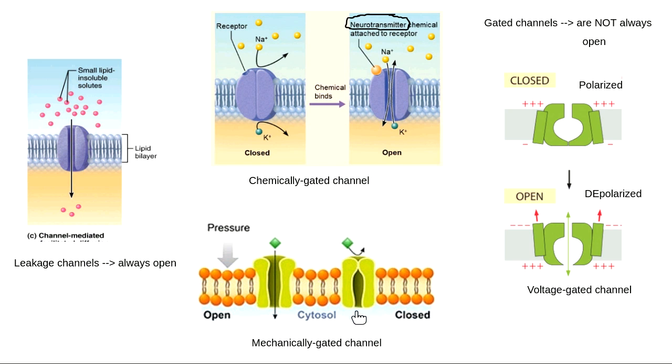So mechanically gated channels, we push them. Voltage gated channels, we change the charge on the membrane. Chemically gated channels, we use a chemical key to get them open. Leakage channels, by the way, remember, they're always open, so I don't have to do anything. These guys are always going to transport stuff in or out.